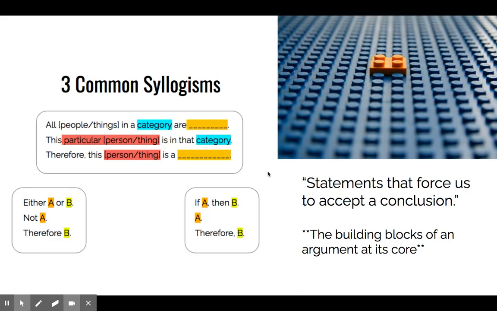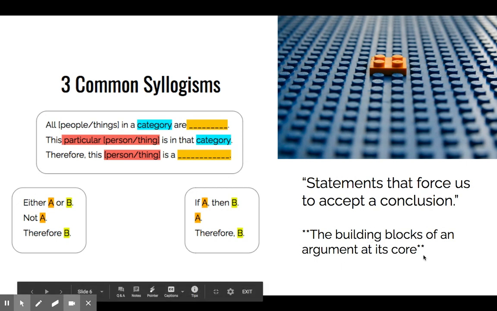And then we looked at syllogisms, had a lot of fun with that, looking at some very common templates with the patterns and trying to identify in some examples the different parts of the language. And we learned that syllogisms are simply statements that force us to accept a conclusion. So it's the building blocks of an argument at its core.